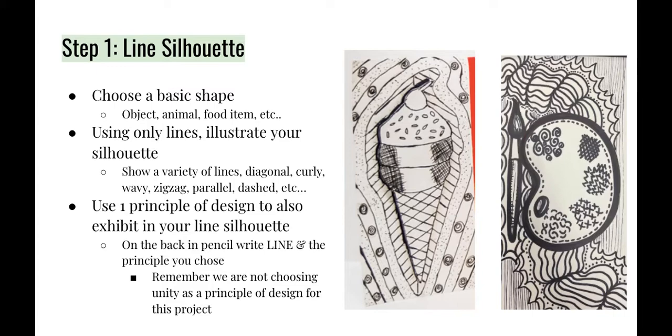While you are doing that, you are thinking about what principle of design you want to exhibit in your line silhouette. Make sure that on the back of each pamphlet page, you write the word line and the principle you chose. Remember, we are not choosing Unity as a principle of design for this project because Unity is so basic and so simple that every single one should have Unity in it. As you can see towards the picture on the far right, I created my silhouette, which was a paintbrush and a paint palette. I used lines and pattern.